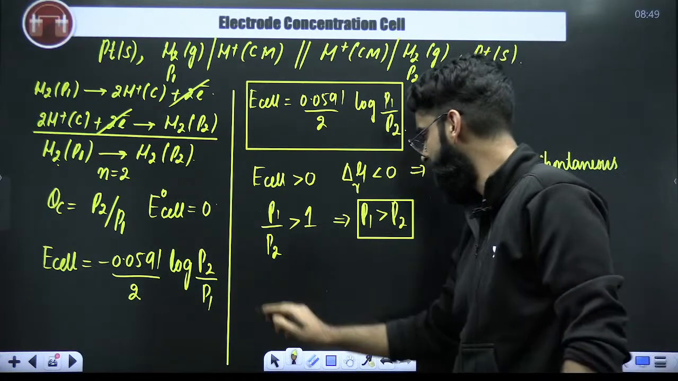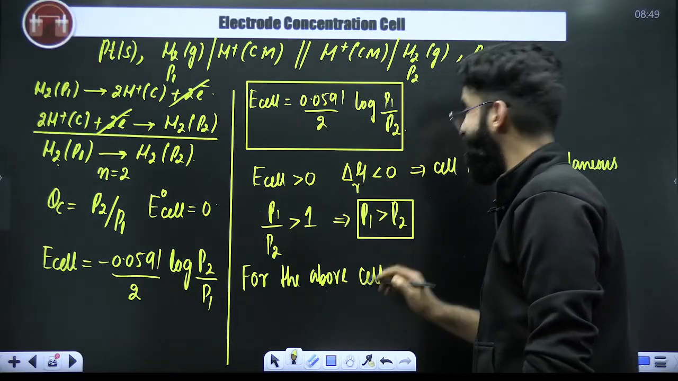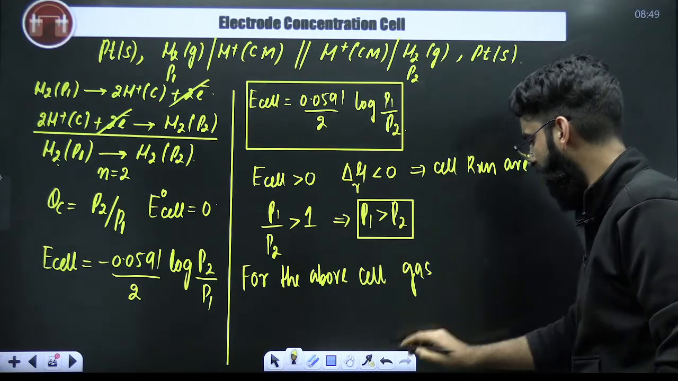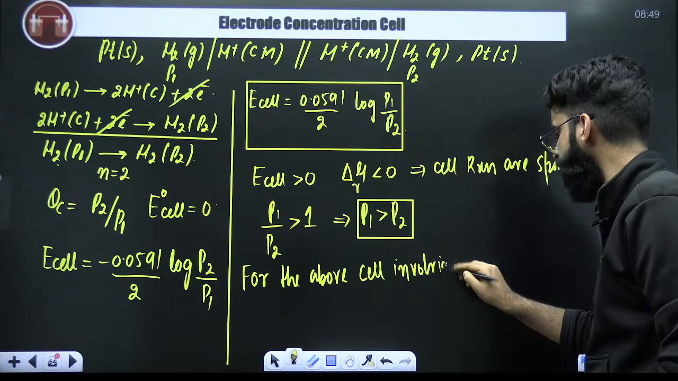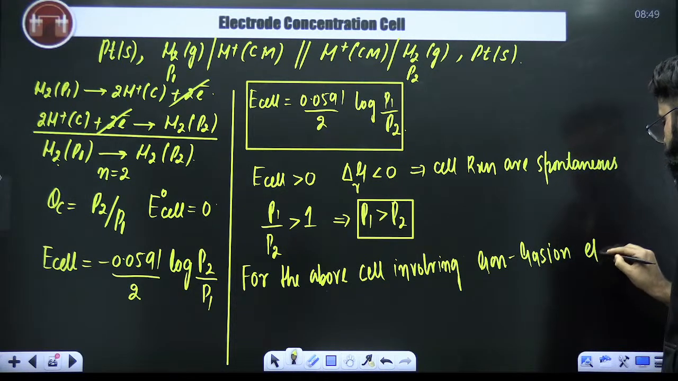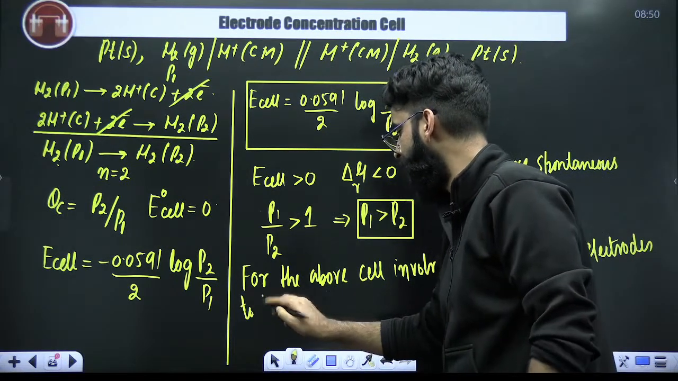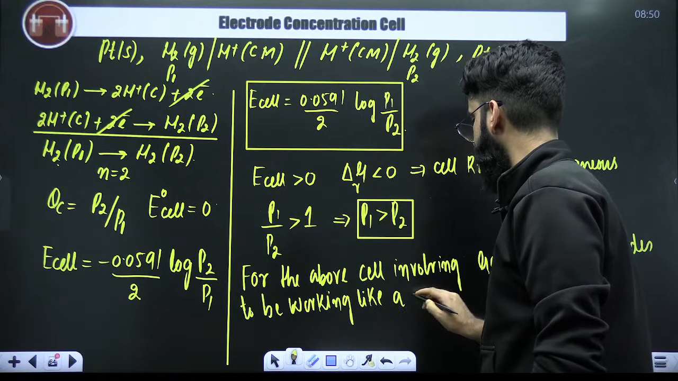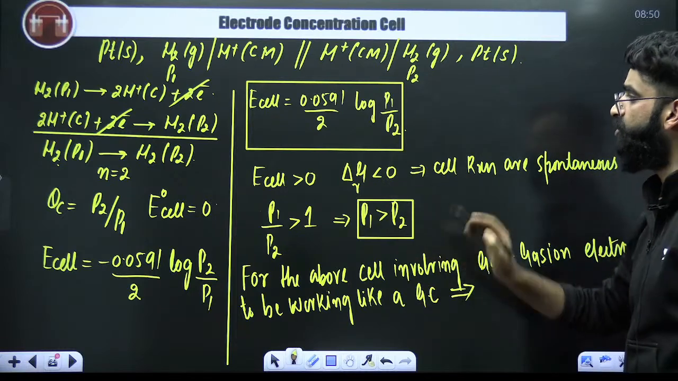So can I say something like this? For the above cell involving gas ion electrodes, to be working like a normal galvanic cell, that means for its cell reactions to be spontaneous, P1 should be greater than P2.